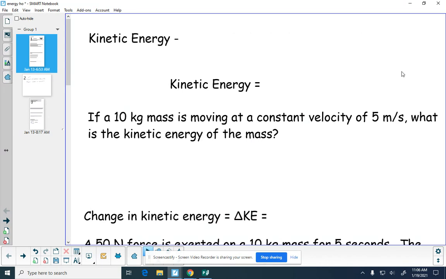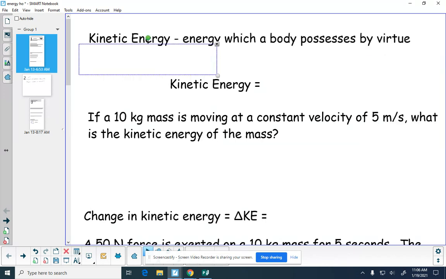We're going to start talking about energies. First type of energy is kinetic energy. Kinetic energy is energy which a body possesses by virtue of being in motion. It is the energy of motion. Once again, we tend to be lacking it a little bit today. That motion, we all be going a little bit slower than we normally go.